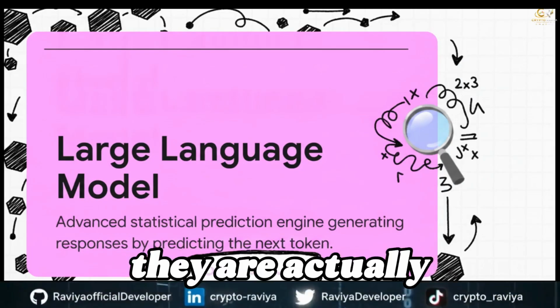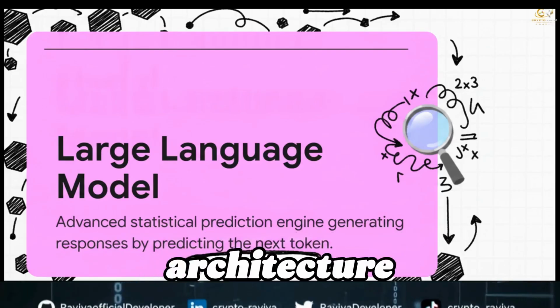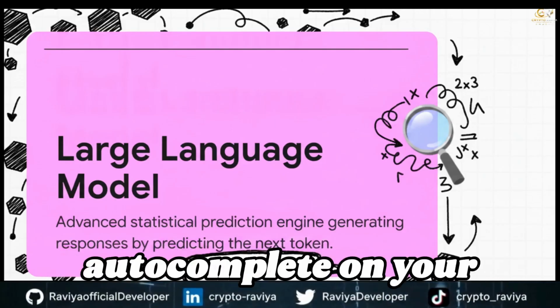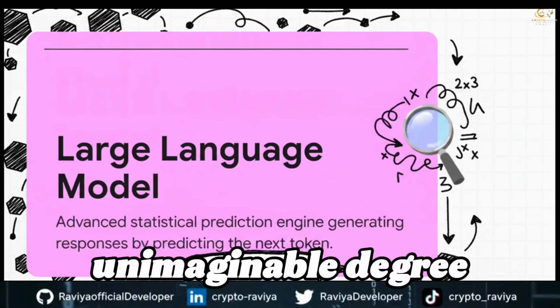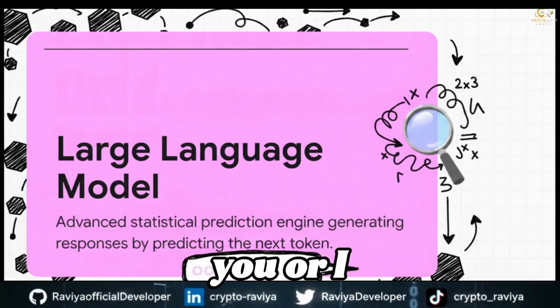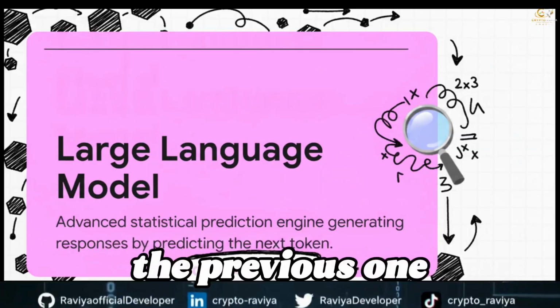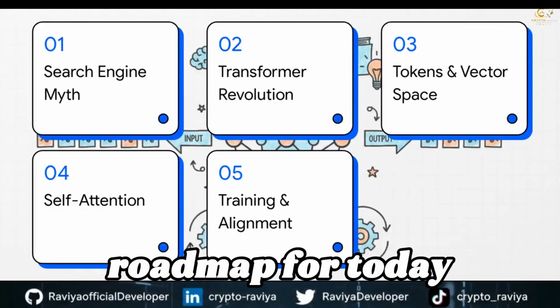They are actually statistical prediction engines built on a specific deep learning architecture called the transformer. Think of an LLM as a highly sophisticated autocomplete on your smartphone, just scaled up to a completely unimaginable degree. It doesn't know facts the way you or I do. It just knows the mathematical probability of which word should logically follow the previous one, based on the billions of texts it trained on. So here's our roadmap for today.